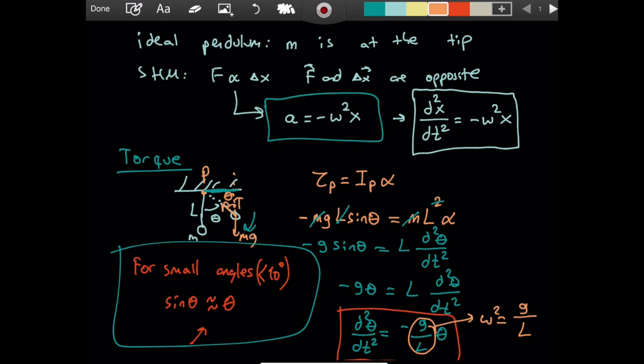And using this idea, you can find the period of this motion, which I plan to do in a future video. So what is the takeaway from this video? Well, simple harmonic motion can be observed in many cases, like the case for an ideal pendulum.